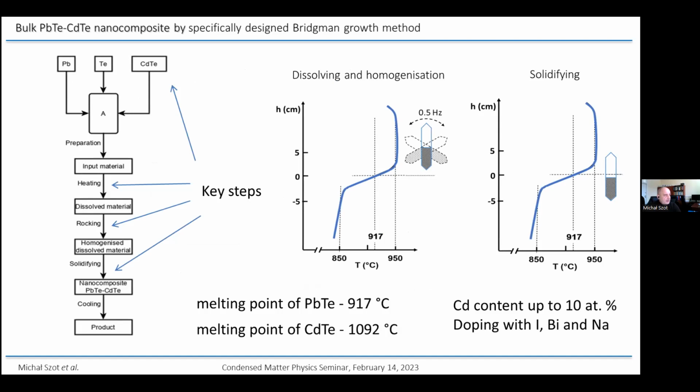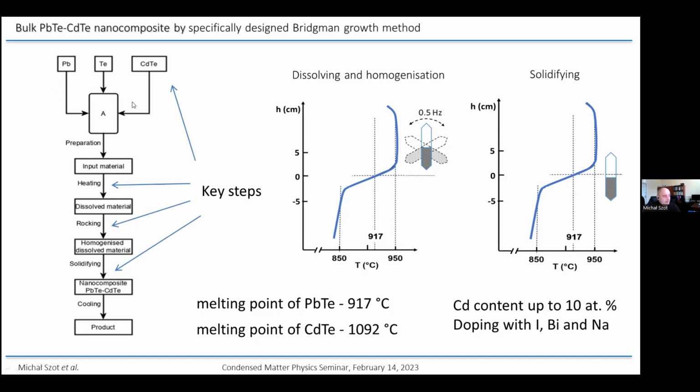Let's say a few words about the method. In this method, we deliberately use the extremely low mutual solubility of both materials, and the method consists of a few key steps. I mean, first step, the proper preparation of input material in the form of elemental lead, tellurium, and cadmium in the form of a compound.